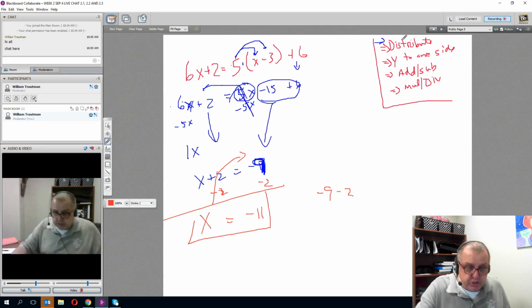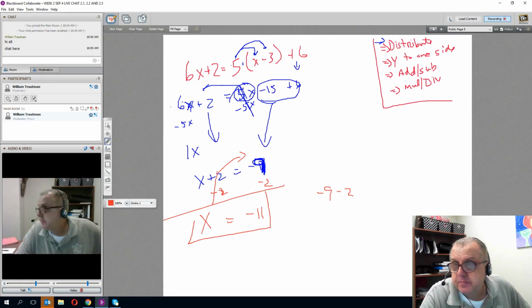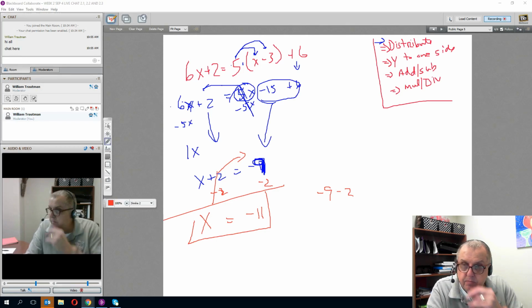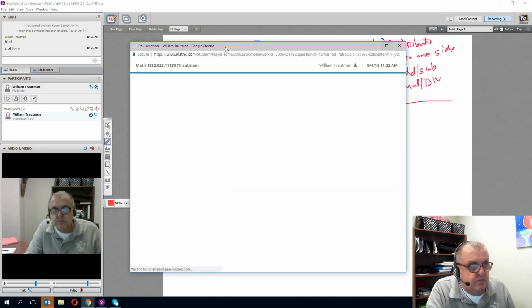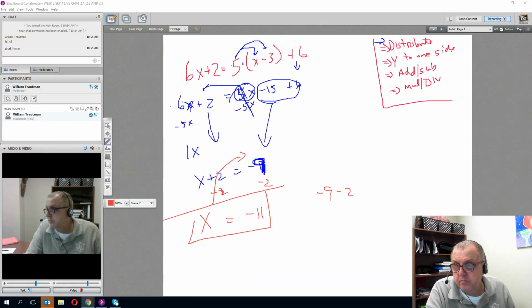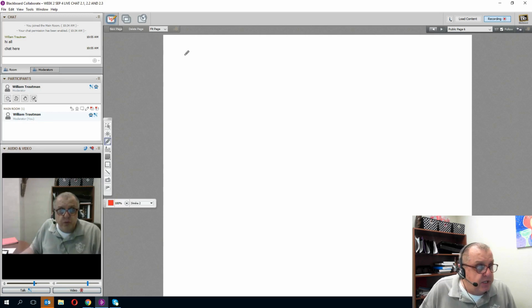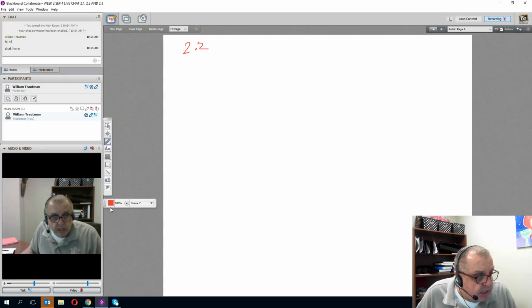So let me look at 2.2 now real quick. If I can get there. And there are 14 problems in this section. So here's section 2.2 now. And I'm just looking at the first problem. It says x over 6 equals 8.